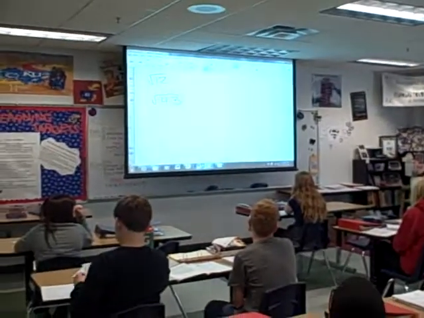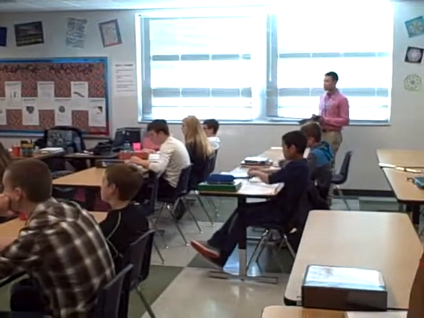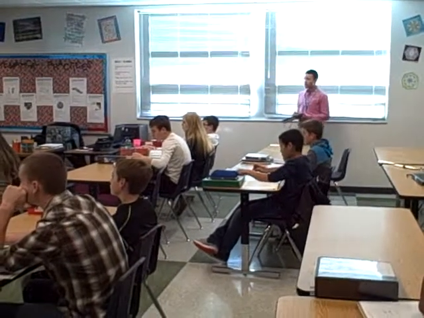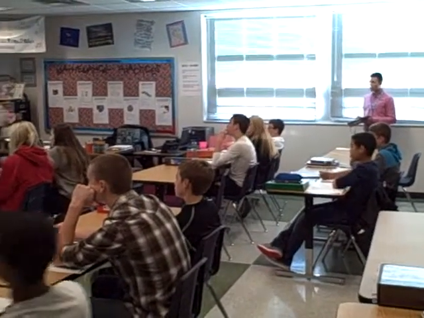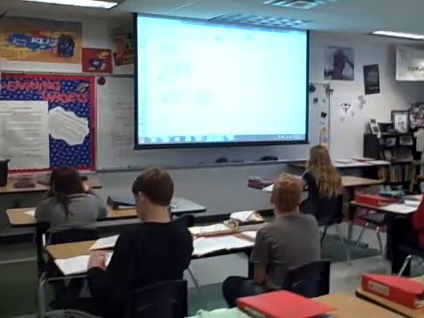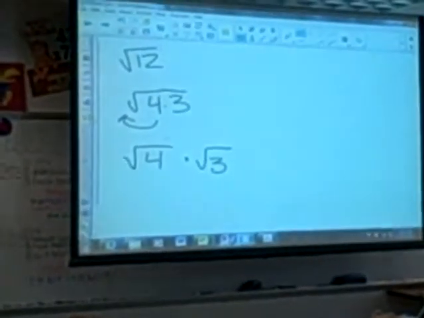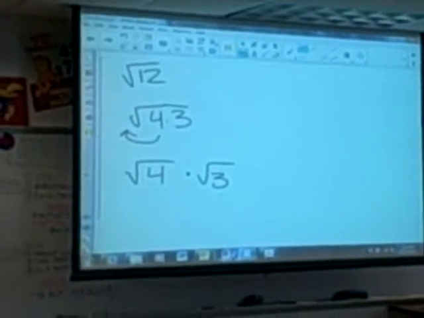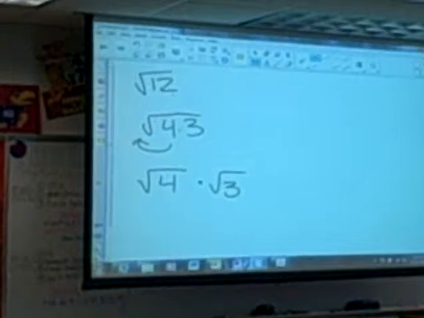Well, here's an easier way to see what I mean by moving the 4 out. It's going to be the square root of 4 times the square root of 3. Does this make more sense now? Kind of? Okay. So when you have the square root of 4 times the square root of 3, you're just multiplying what's under the square roots to get this number.